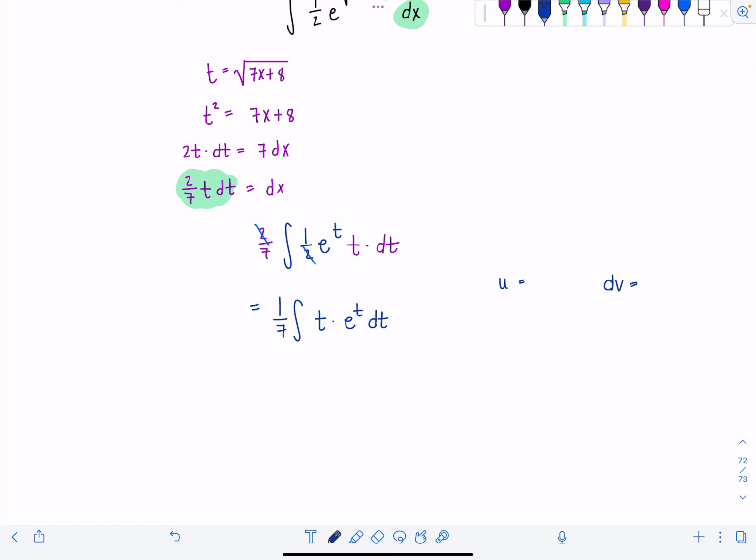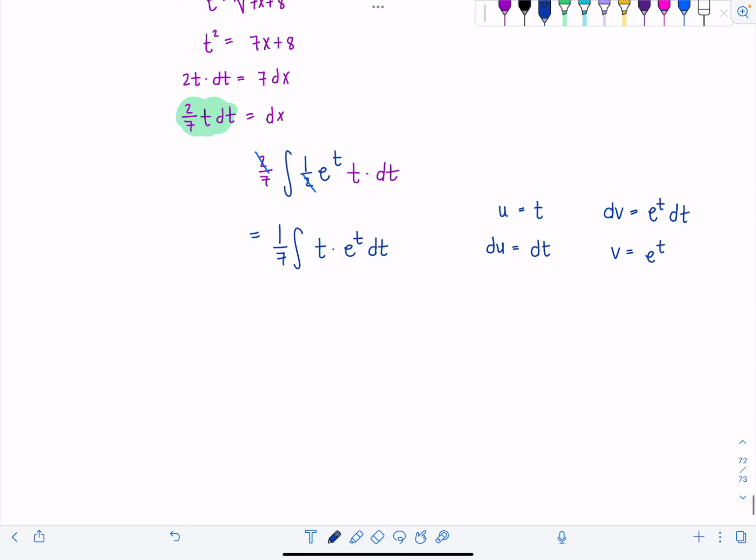So u and dv, u has to be t. Why do I say that? Because you want the product of du and v to be as easy to integrate as possible. So if I have u as t, then du is just going to be sweet little dt. And then dv is e to the t dt, and v similarly e to the t.